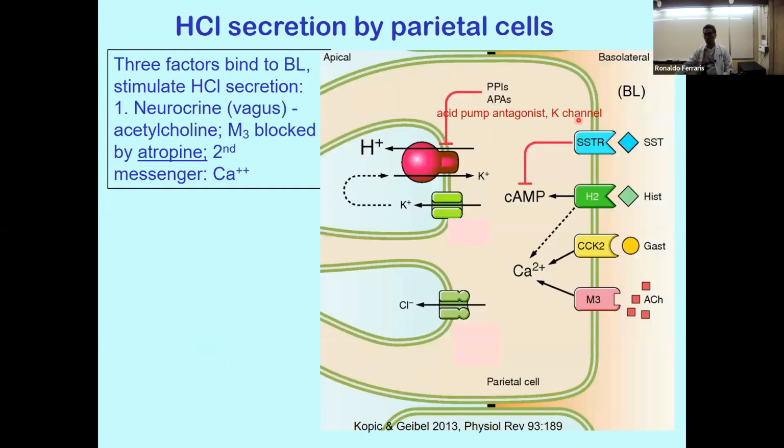And so this is your parietal cell in another book. They're usually depicted as crocodile looking, which you can see here. So this is your basolateral side. This is the basal membrane. And the side facing the food side is your apical membrane. And there are three major factors that bind to the basolateral membrane that stimulate and regulate hydrochloric acid secretion.